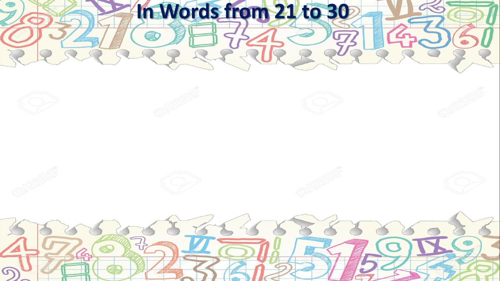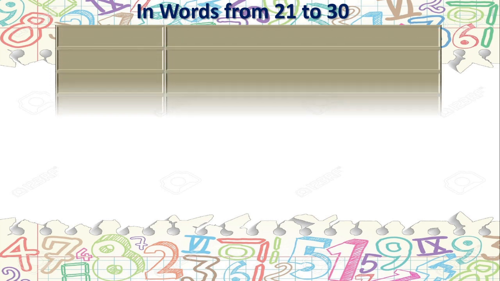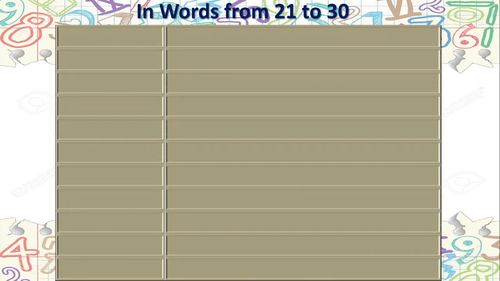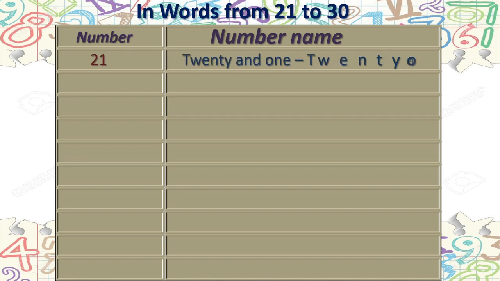Now we will read in words from 21 to 30. Yes, dear children, you know how to write the numbers in numerals. Correct? Now we will go through the numbers from 21 to 30 in numerals, and we will try to write them in words also. That is nothing but a number name. See, dear children, this is 21. How to write this? Here 20 and 1, that is 21.